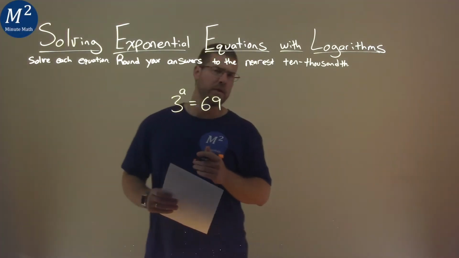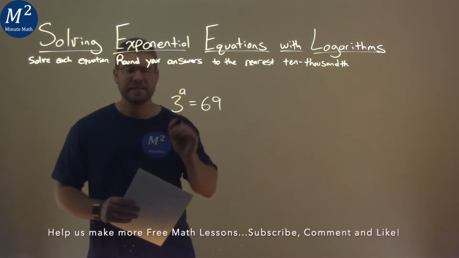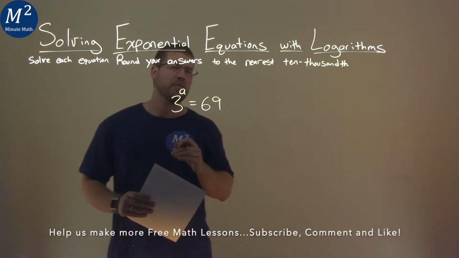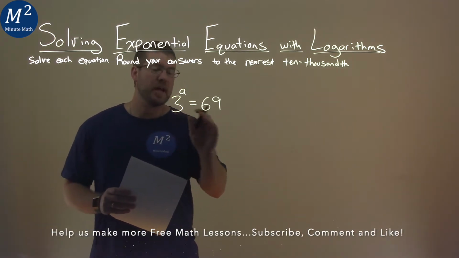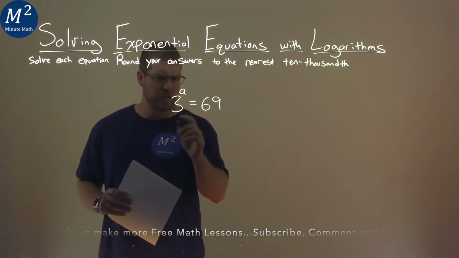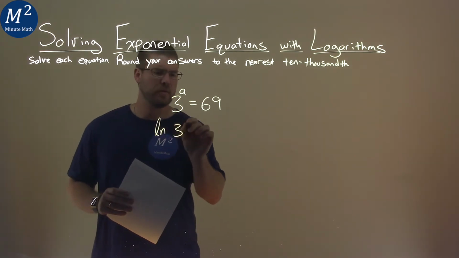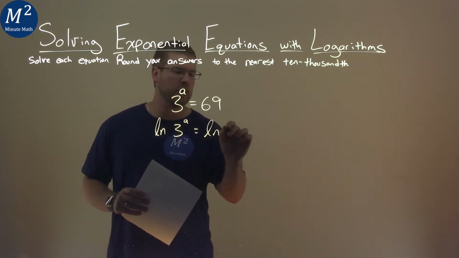I'm given this problem right here. 3 to the power of a is equal to 69, and we need to solve this equation. We know that I can take the natural log of both sides of an equation here. So if we do that, natural log of 3 to the power of a is equal to natural log of 69.